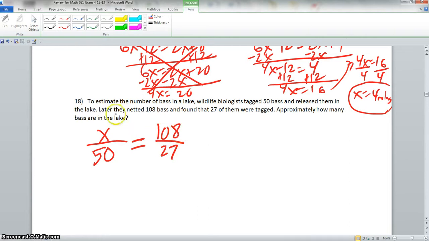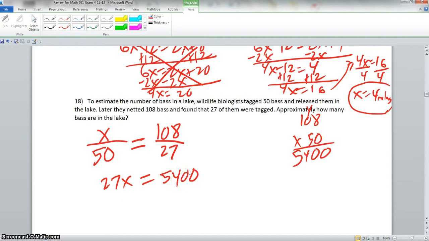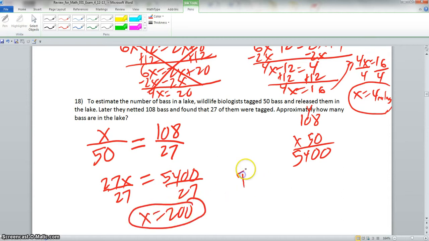So now we will cross multiply. X times 27 is 27x. 108 times 50. We can multiply that off to the side. That would be 5,400. Divide these out by 27. And x is 200. So this is our answer. So you could write there are about 200 bass.